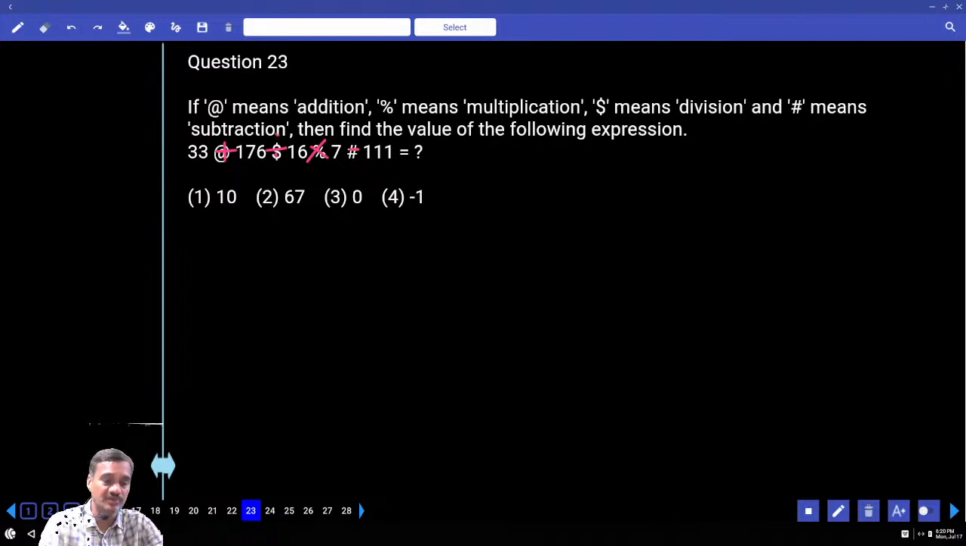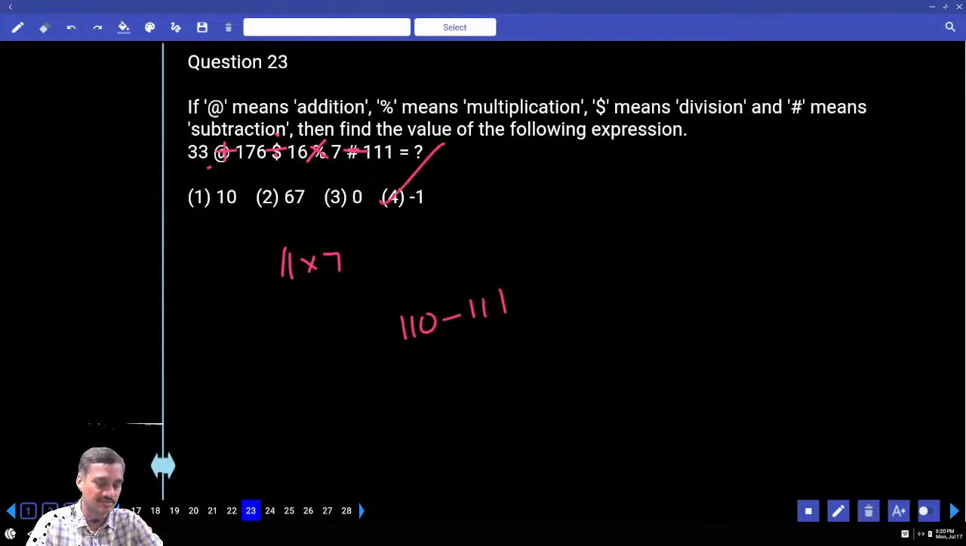First we need to work out this division. 176 divided by 16 means 11. 11 into 7, how much is that? 77. And plus 33, how much is that? 77 plus 33 is 110. Finally, 110 minus 111, and it is minus 1. Choice 4 for the 23rd.